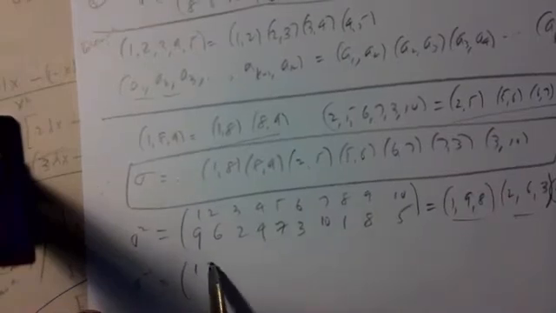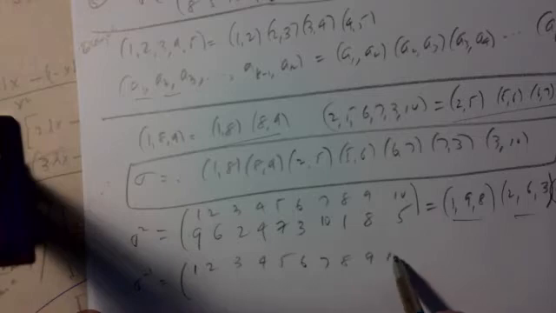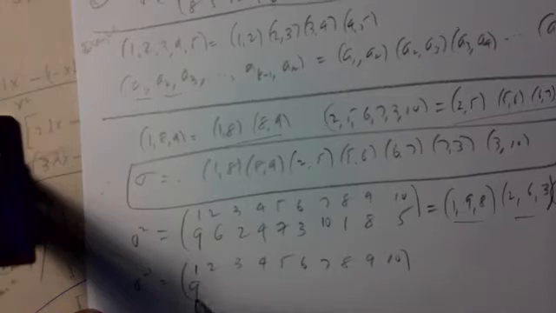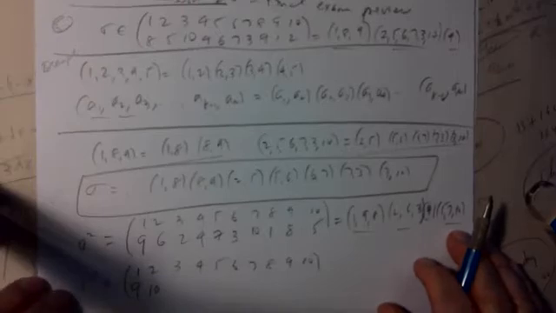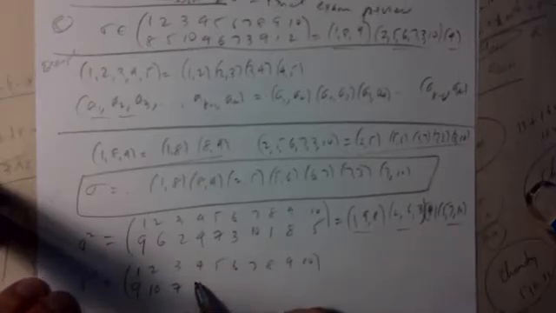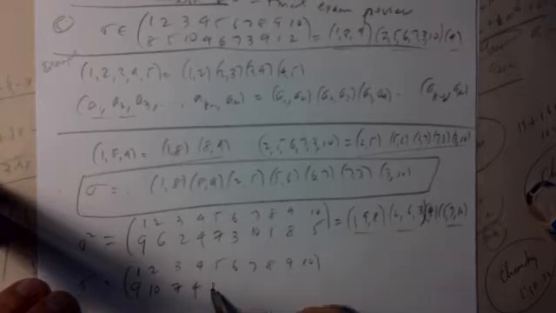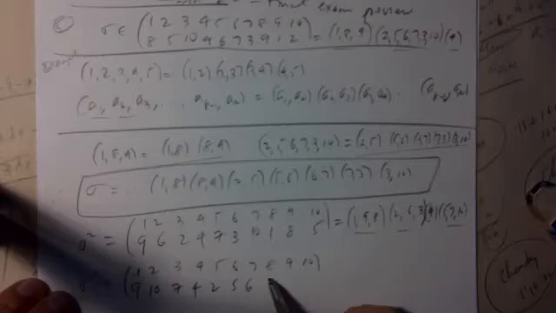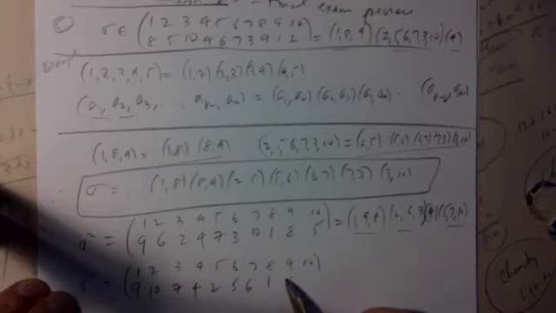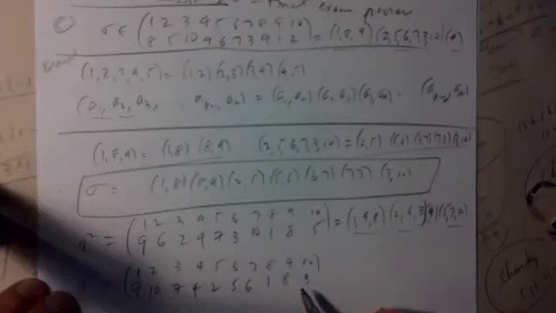What is sigma inverse? Well, in sigma, 9 went to 1, so the inverse sends 1 to 9. 10 goes to 2 in sigma, so the inverse sends 2 back to 10. 7 goes to 3 in sigma, so 3 goes back to 7. 4 goes to 4, so 4 goes back to 4. 2 goes to 5, so 5 goes to 2. 5 goes to 6, so 6 goes to 5. 6 went to 7, so 7 goes to 6. 1 goes to 8, so 8 goes to 1. 8 goes to 9, so 9 goes to 8. 3 goes to 10, so 10 goes to 3.